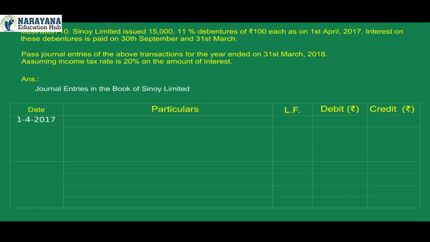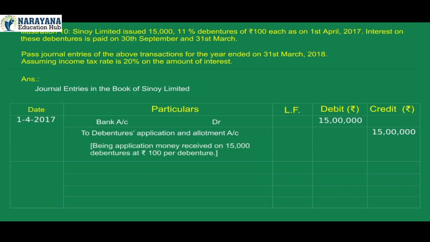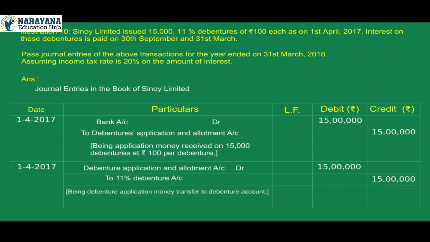1st April 2017. Bank account debit 15 lakh to debenture application and allotment account credit 15 lakh. Being application money received on 15,000 debentures at ₹100 per debenture. 1st April 2017. Debenture application and allotment account debit 15 lakh to 11% debenture account credit 15 lakh. Being debenture application money transferred to debenture account.